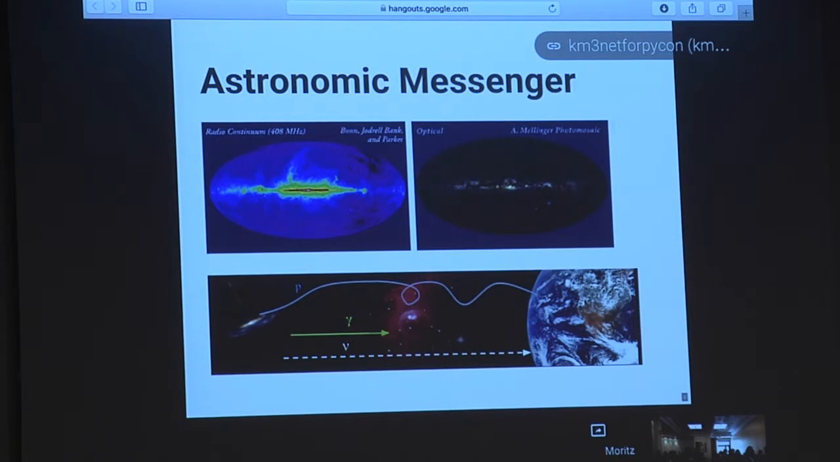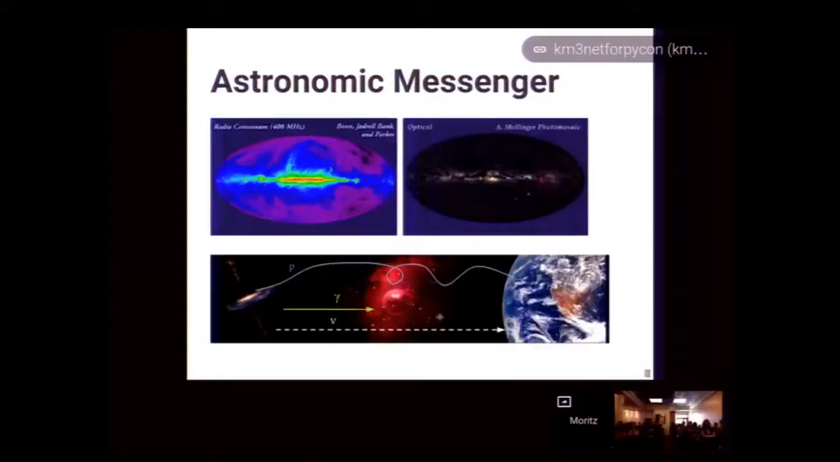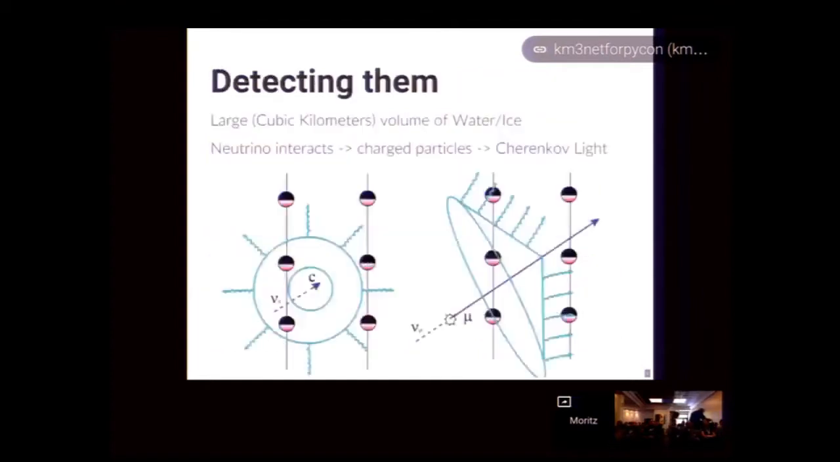But neutrinos have a very nice property. If you have some source, for example the supermassive black hole in the center of a galaxy, anything that comes out of it gets absorbed or deflected in some way, but neutrinos just escape and always point to the source. So they're basically a perfect vehicle for doing astronomy. The only real challenge is then to detect them because they're so elusive.